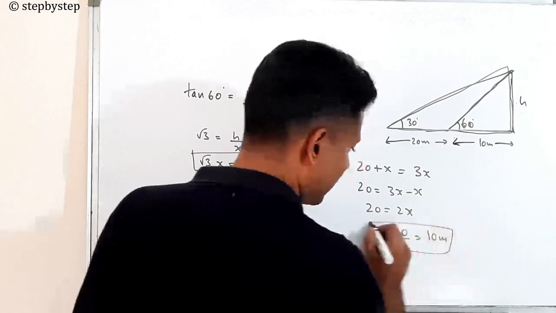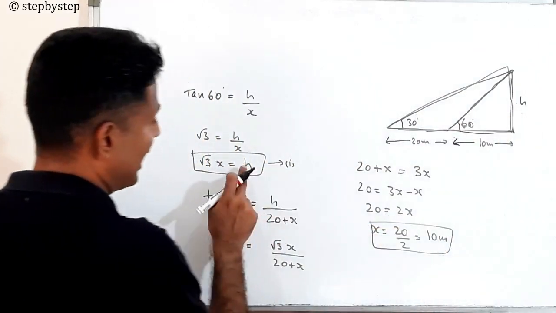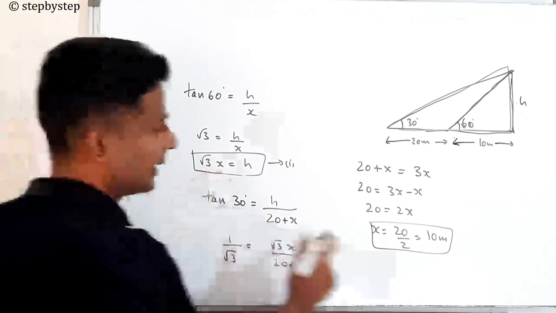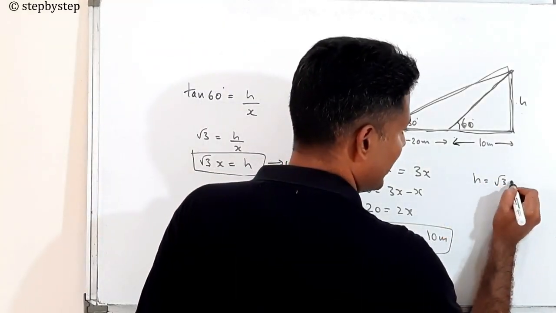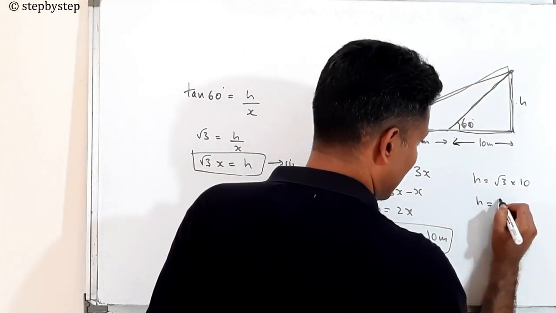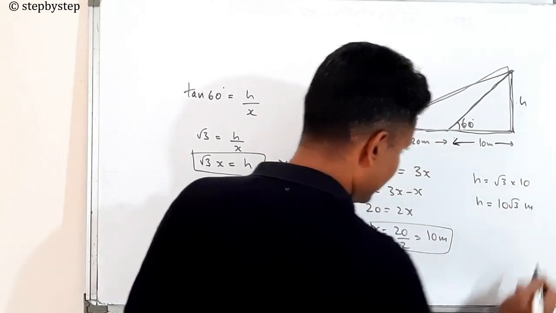We got the width, that is x. Now to find h, I have from this h equal to root 3x. So h equal to root 3 into x, that is 10, which means the height of the tower is 10 root 3 meter.